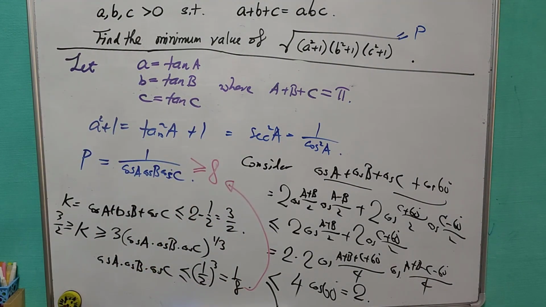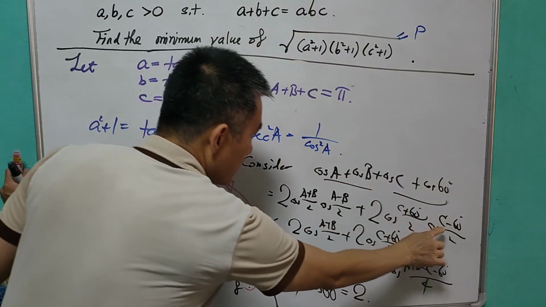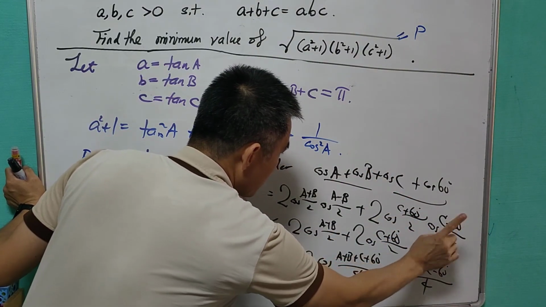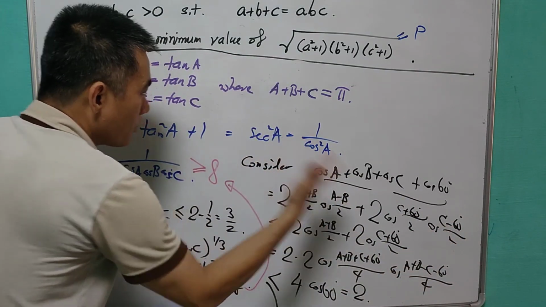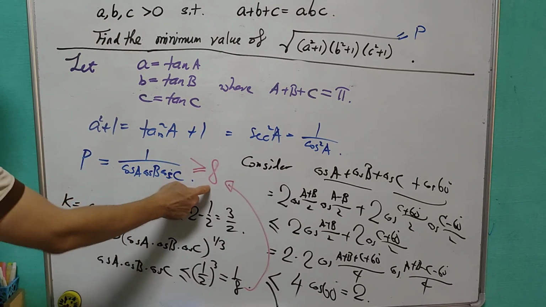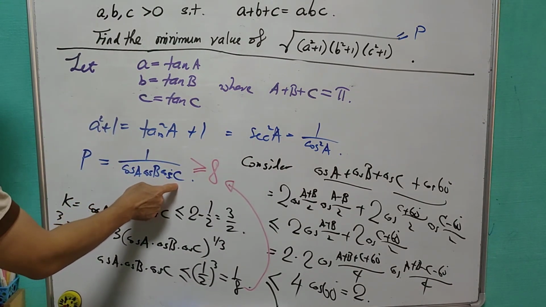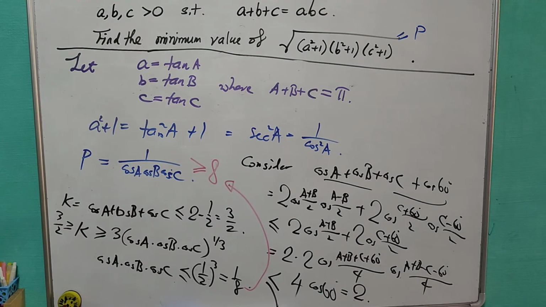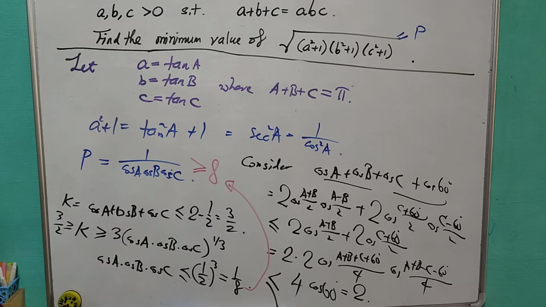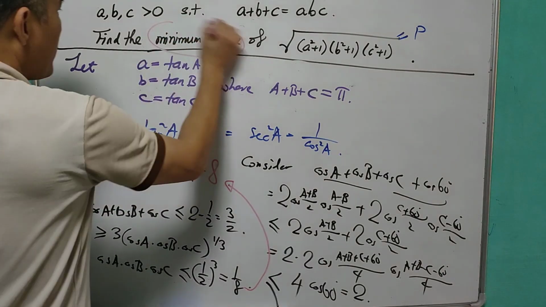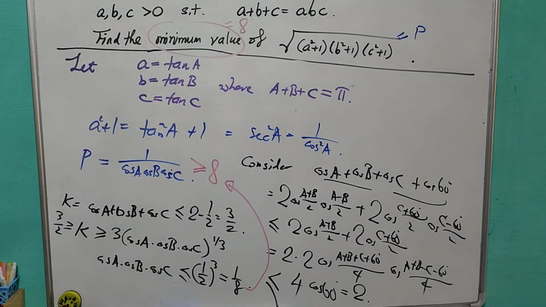And the equality holds if and only if cosine of (C minus 60 degrees) over 2 equals 1. That is C equals 60 degrees and A equals B. So it means that P equals 8 if and only if A equals B equals C equals 60 degrees. And in that case, it means that all of the values of a, b, c must be equal to tangent 60 degrees, that is equal to square root of 3. Again, we prove that P equals 8 is achievable. And therefore, the minimum value is equal to 8.